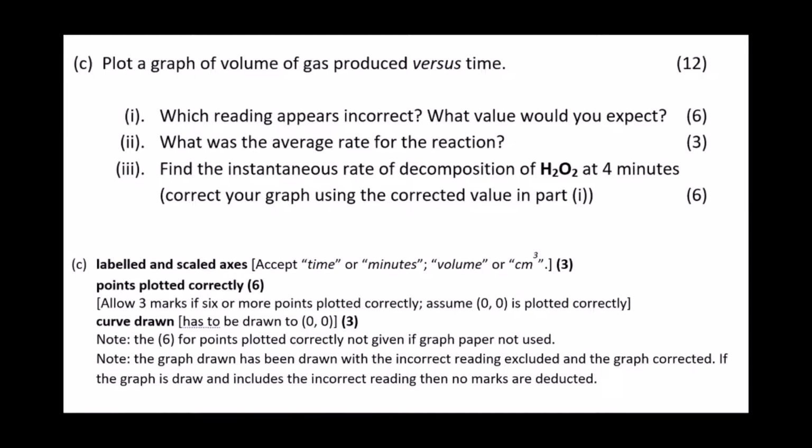You get the labeled and scaled axes for 3 marks. So you have time in minutes and volume in centimeters cubed. You have your points plotted correctly for 6 marks. So with the labeled and scaled axes, you have the x-axis labeled time in minutes, and the y-axis labeled volume in centimeters cubed. Then you have your points plotted correctly. Obviously, you have the one incorrect one, so you don't plot that, that's okay. You have the curve drawn then for 3 marks.